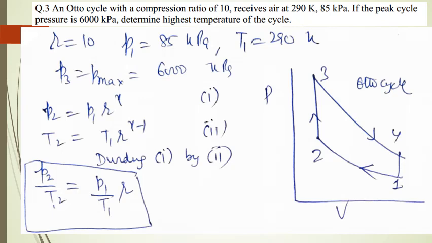The given parameters are the value of R, that is the compression ratio, is 10, P1 equals 85 kilopascal, T1 is equal to 290 Kelvin. The maximum pressure of the cycle, that is P3, is equal to 6000 kilopascal.